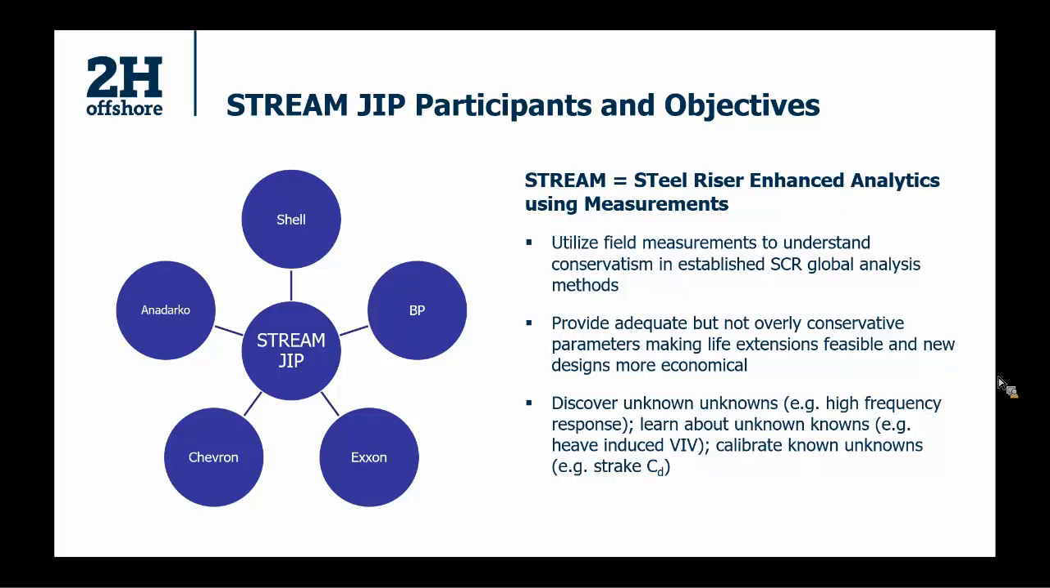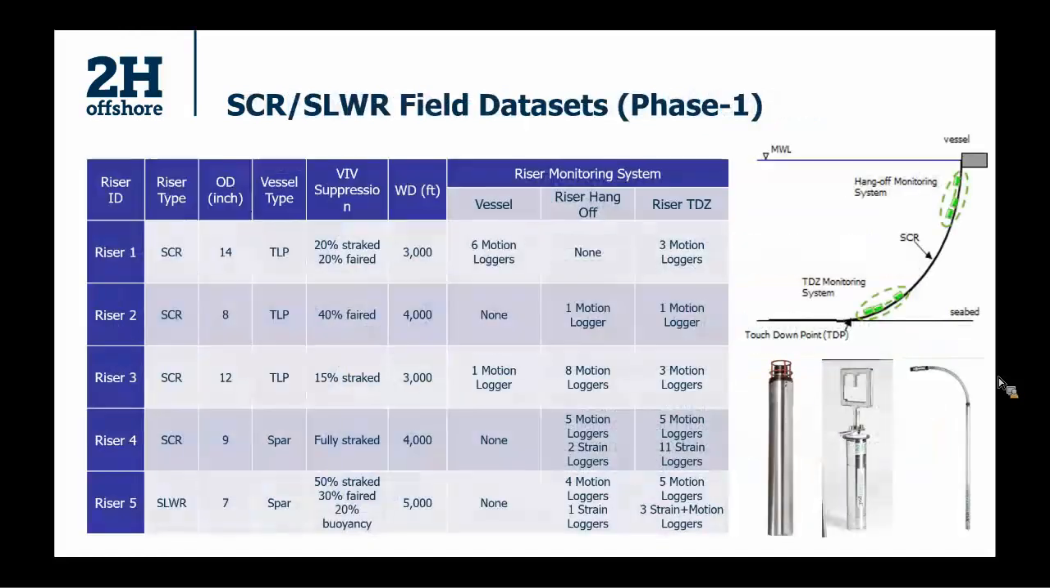The last bullet point here shows what we are after. We are after unknown unknowns, stuff that we do not know about at all. We discovered something called high frequency response. I'll show you in a few slides. Then there are unknown knowns, stuff that we know exists, but we haven't got a lot of evidence about. So we want to learn about those. For example, heave-induced VIV. And then the known unknowns, basically items that we know we don't know enough about. We want to calibrate that. For example, strip hydrodynamics.